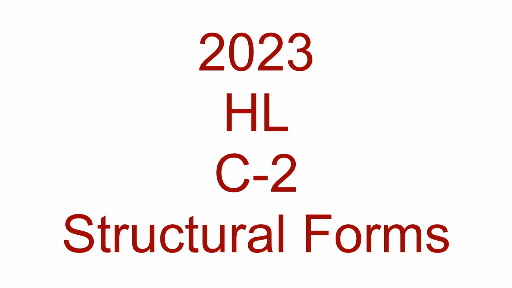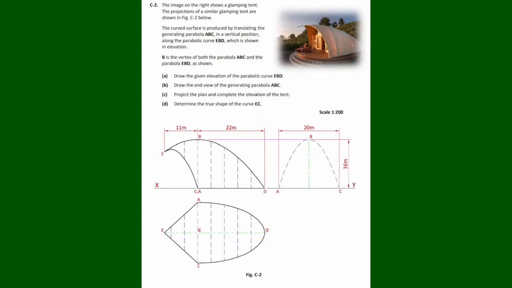This video is the 2023 higher level question C2, which is a structural forms question. So just having a look at the question, the image on the right shows a glamping tent. The projections of a similar glamping tent are shown in figure C2 below. The curved surface is produced by translating the generating parabola ABC in a vertical position along the parabolic curve EBD, which is shown in elevation.